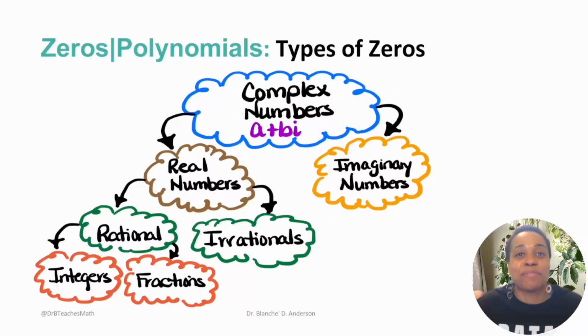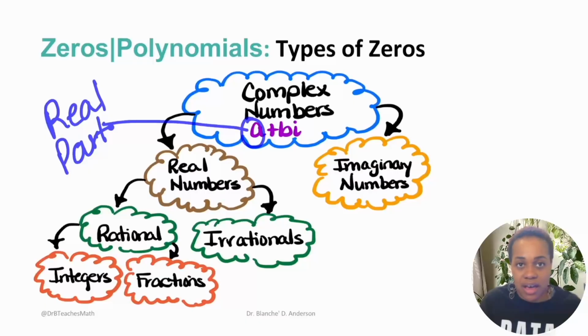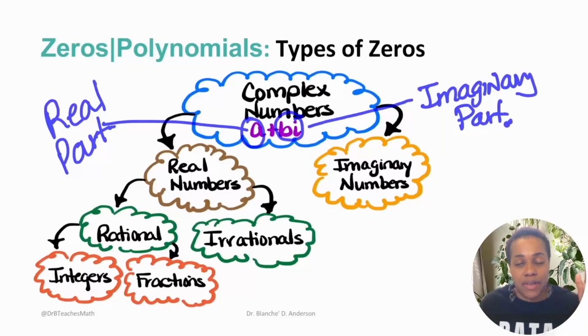So this is my numbers cloud. All of the numbers in the world start at the top here with the complex numbers, okay? All numbers come from the complex numbers. And you see how I have this a plus bi? Well, the a represents your real part, the numbers that you see in math all the time, that you use all the time. And then this bi, that little i, represents the imaginary part. Okay, and the b is just a number, and the real part is a number. But when you see the i attached to it, that's your imaginary part.